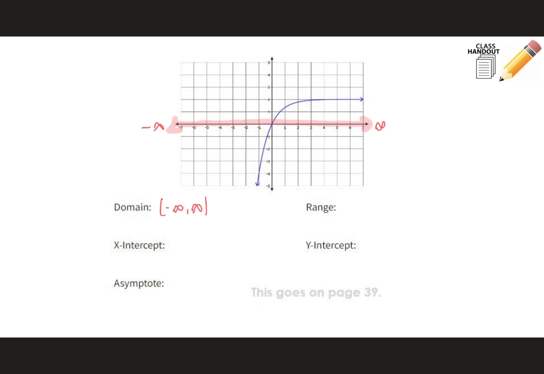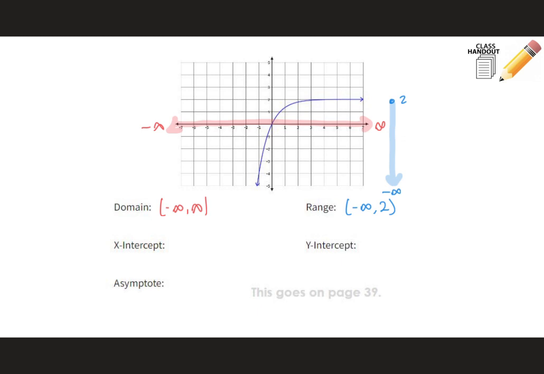For range, we are going to look and see how low does our graph go. Well, in this case, since this is a decreasing function, we know that the lowest my graph goes, it's going to go forever down, which means that the lowest it goes is going to be negative infinity. The highest point my graph goes looks to be 2. So when we write range, you need to make sure you go from bottom to top. So if we go from bottom to top, the bottom is negative infinity all the way up to 2. And remember, it gets really close to 2 but doesn't quite touch 2.